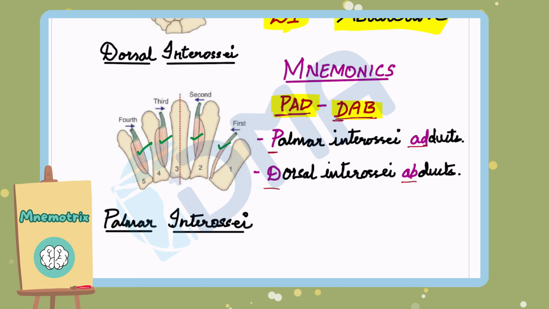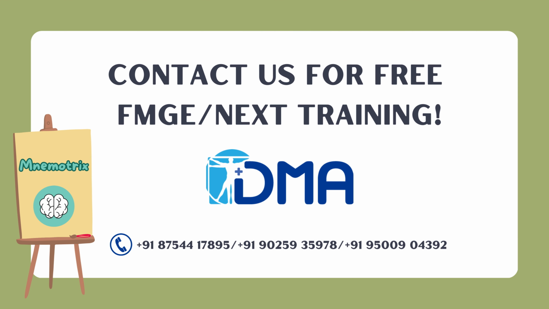So PAD and DAB is an easiest mnemonical way to remember the actions of palmar and dorsal interossei muscles without getting confused. Wow, it's very nice.